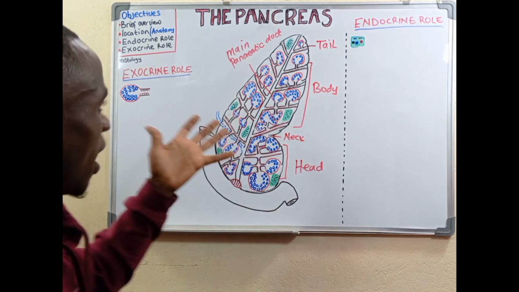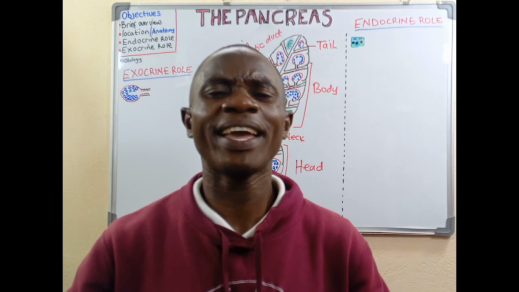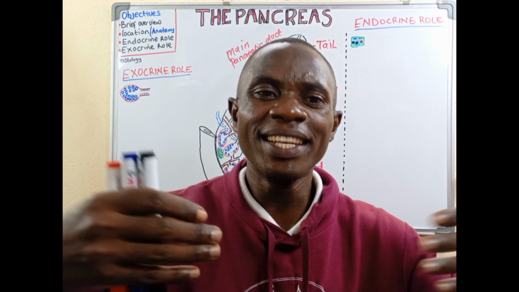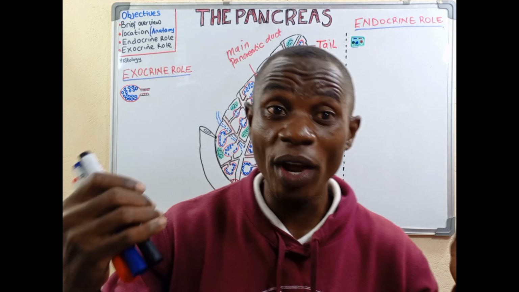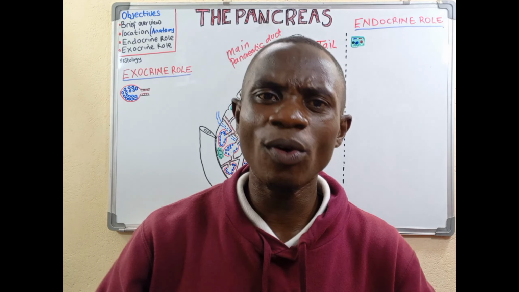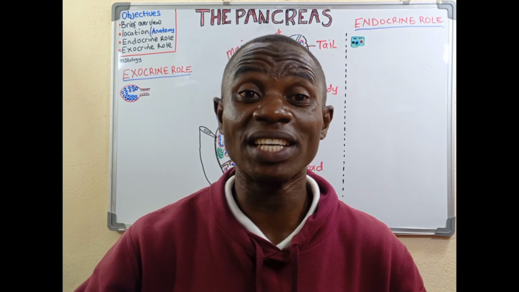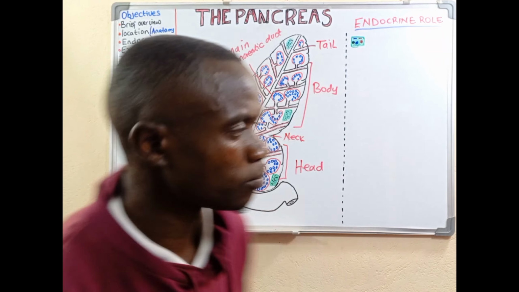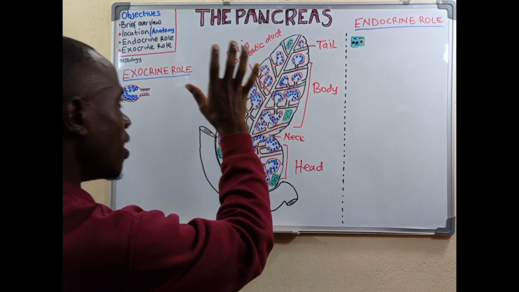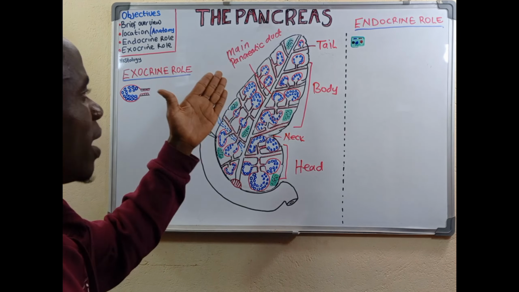Okay, now the pancreas is a heterocrine gland, and when I talk of a heterocrine gland, I mean it exhibits both endocrine role and also exocrine role. Let's go ahead and see, when we talk of endocrine role and exocrine role of the pancreas, what do we mean exactly? Now, looking a bit at the histology of the pancreas.